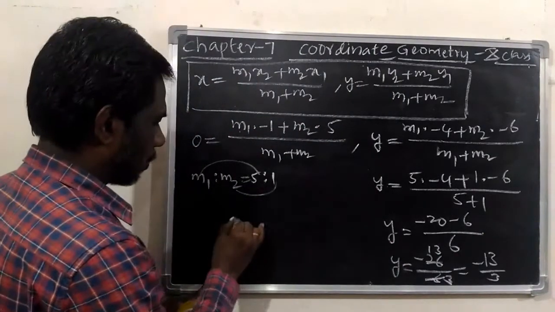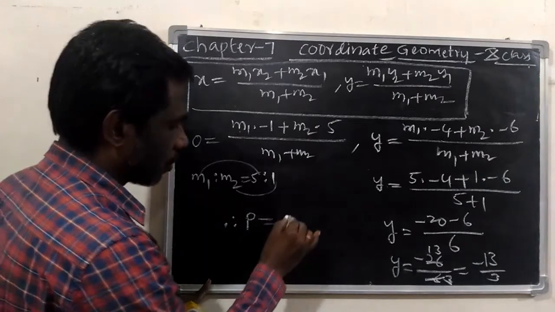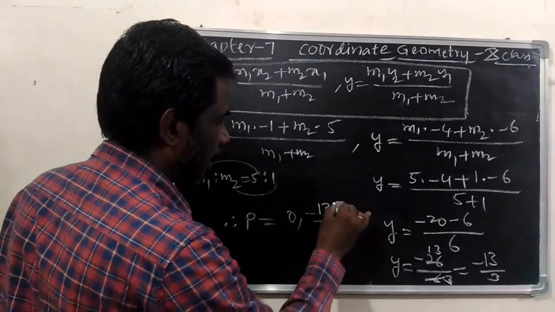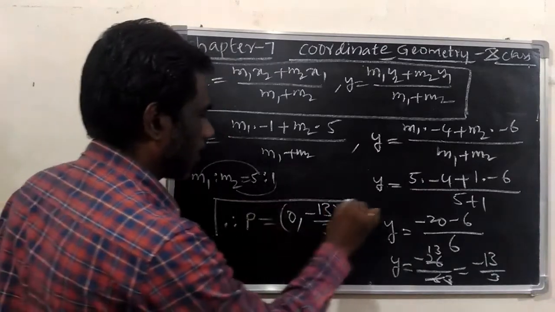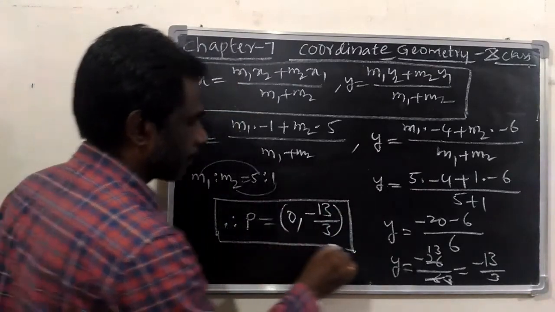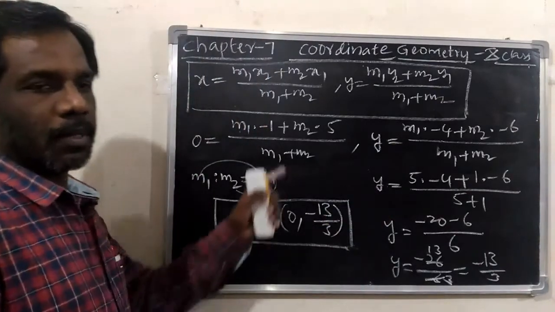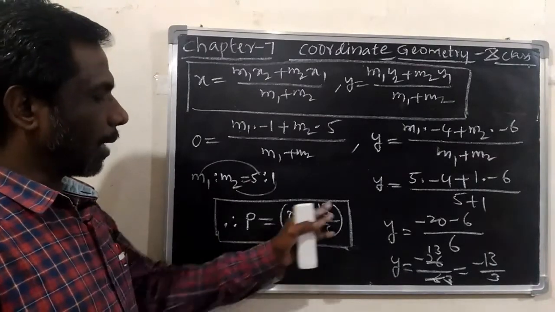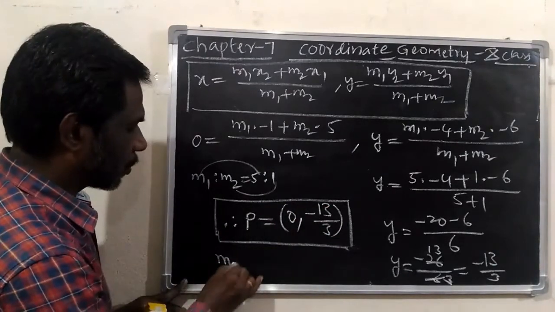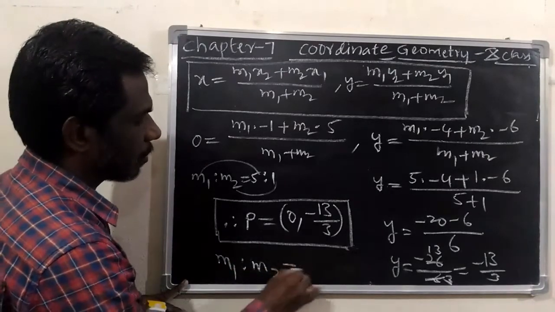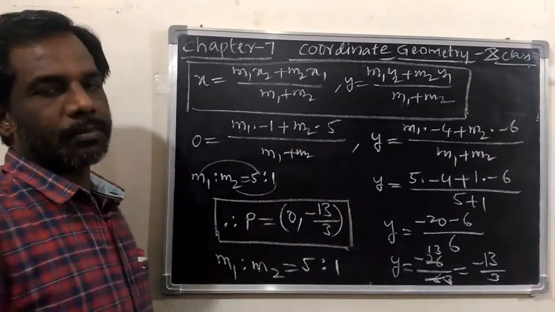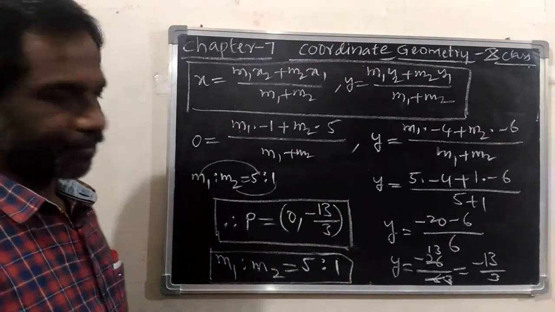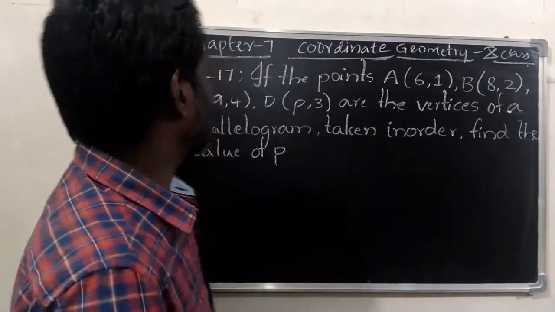Therefore, P equals (0, y value), which is (0, -13/3). This is the intersecting point. P equals (0, -13/3) and the ratio m1 : m2 equals 5 : 1. These are the answers. Here we have one more question.